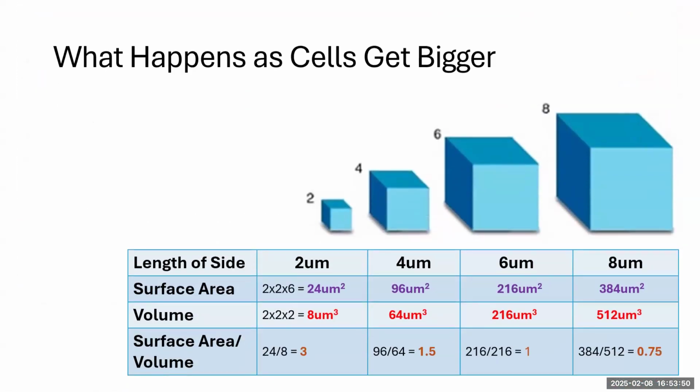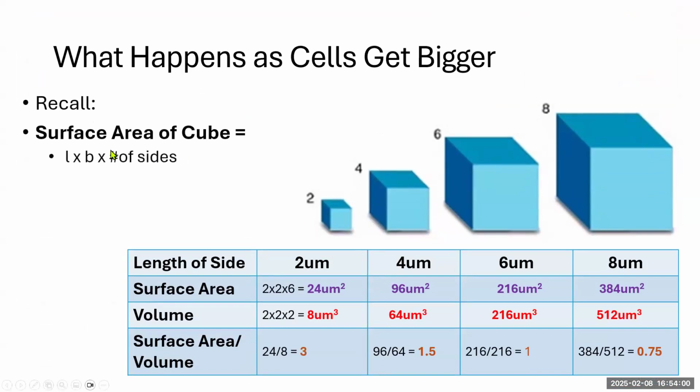So let's just see what happens as cells get bigger by doing a bit of a calculation, right? So recall the surface area of a cube is the length by breadth by the number of sides. So here we have 4 cubes of increasing size, right? So each side here, the length, the breadth, and the width of this first cube here is 2 micrometers. This one here is 4 micrometers. This one here, which is bigger, is 6 micrometers. And this one here is 8 micrometers.